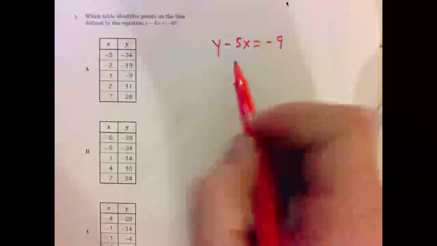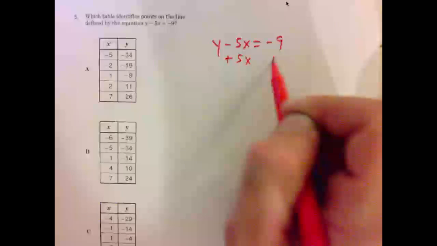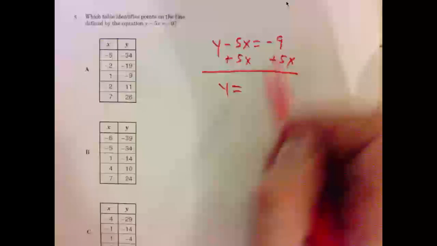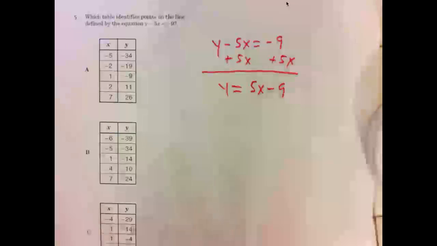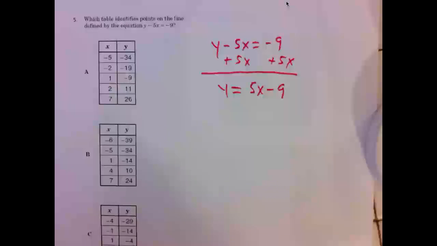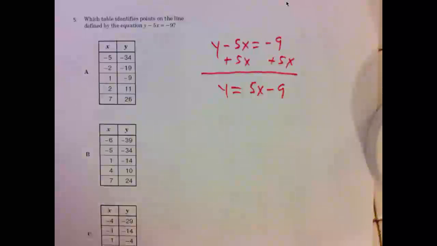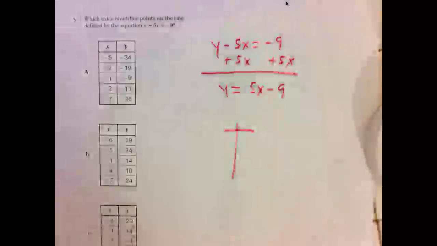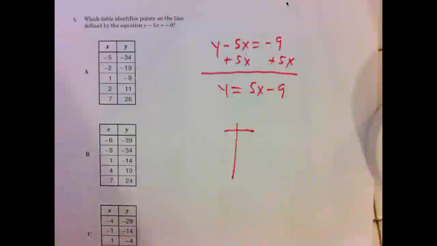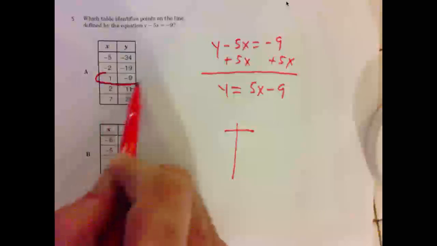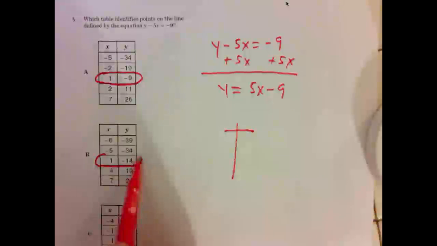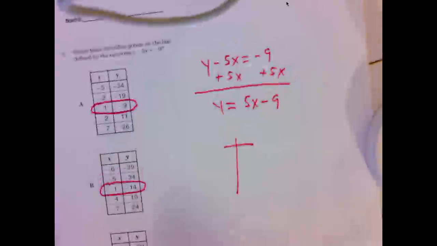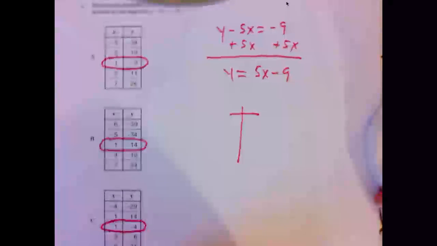So now, solving for y, I will add 5x to both sides. That leaves me with y on the left and 5x minus 9 on the right. Now I can simply take some of these x values and substitute them in and see what the corresponding y values are. Here I go to make my own table. One point that I see is very useful is 1. Here it says 1 goes to negative 9. Here it says 1 goes to negative 14. Here it says 1 goes to negative 4. So if I can just evaluate where 1 goes to, that may indeed answer this question.